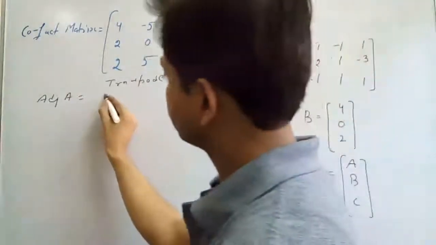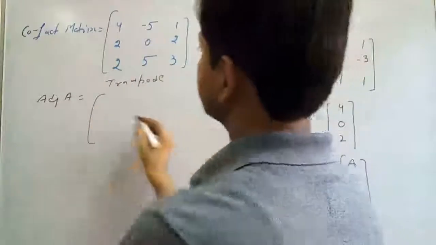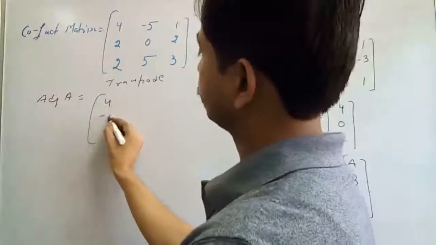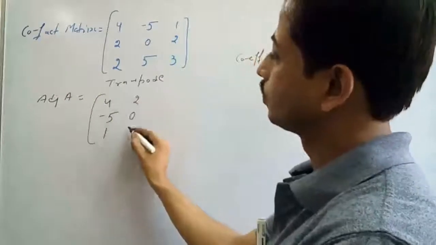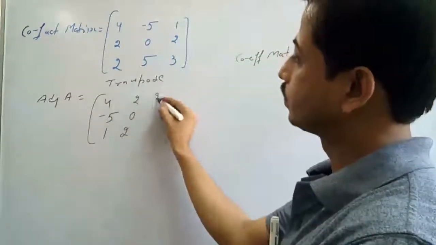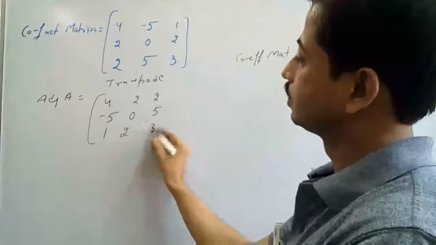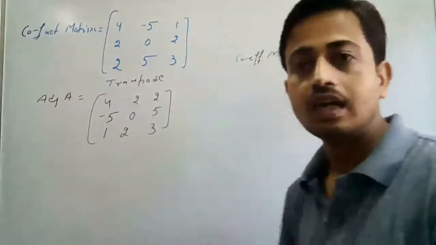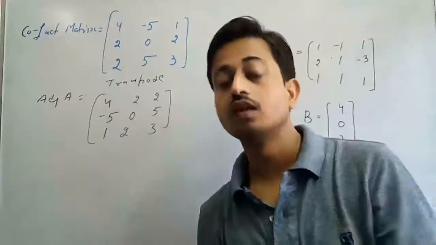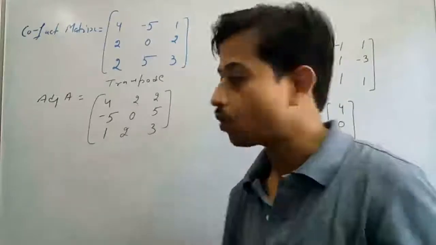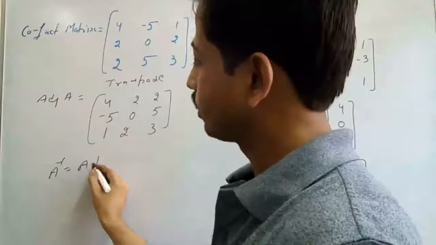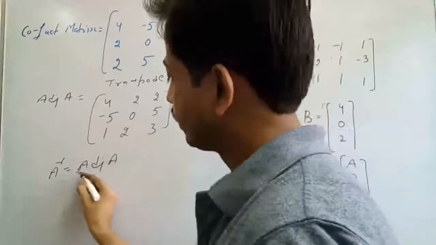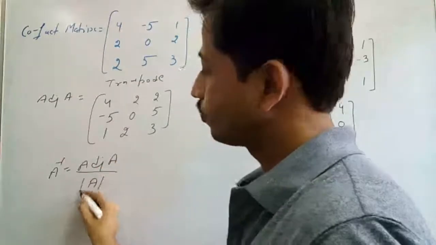So do the transpose. We get 4 minus 5 1, 2 0 2, 2 5 3. So this is the adjoint we get. Now the next step is to find A inverse. And what is A inverse? The A inverse formula is the adjoint of A divided by the determinant of A.